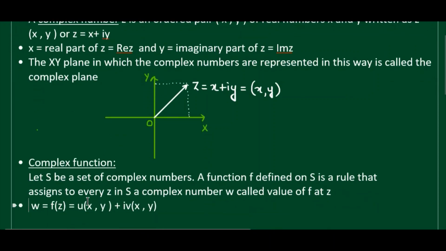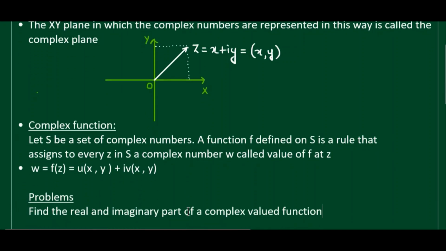Complex function. Let S be a set of complex numbers. A rule that is defined on this set S such that it assigns to every complex number z an image f of z, also written as w, in the range set is called a complex function, where w equal to f of z, which can be written as u of (x, y) plus i into v of (x, y). Here u is the real part of f of z and v is the imaginary part of f of z.